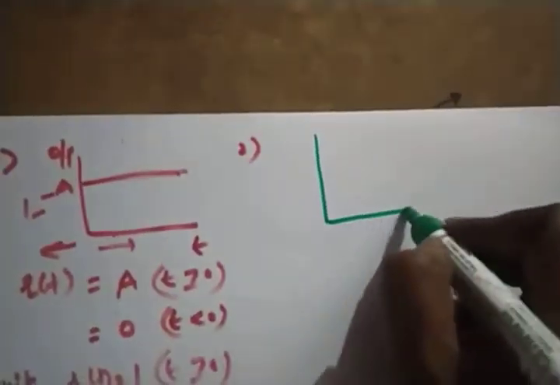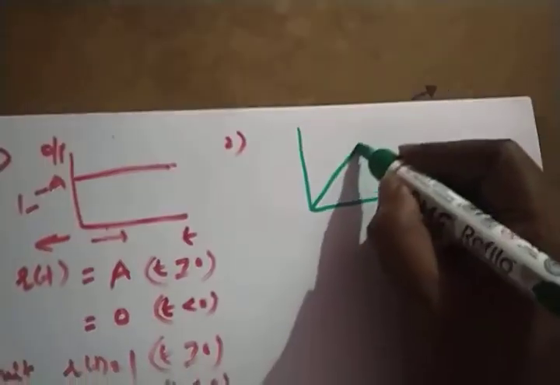And I'll go for what is a unit ramp signal. What is the symbolic representation? Ramp means it varies linearly with time. If it is a time, this is my output.